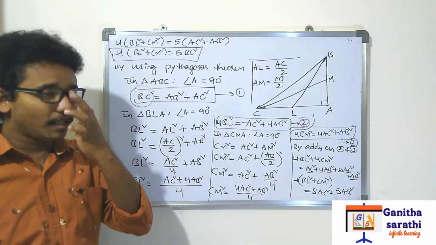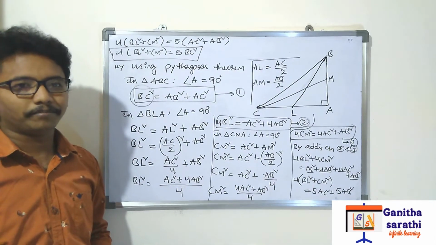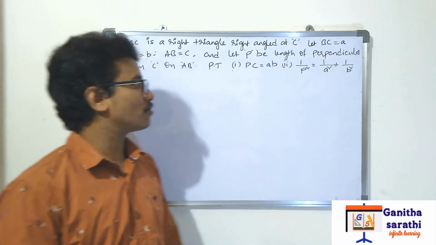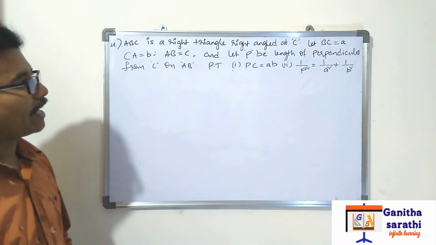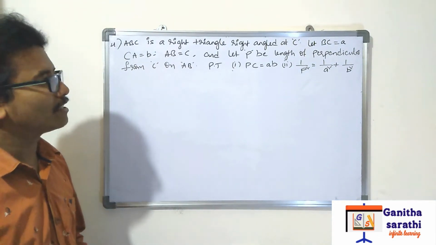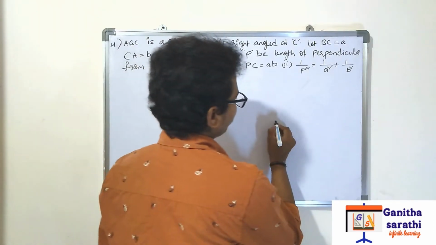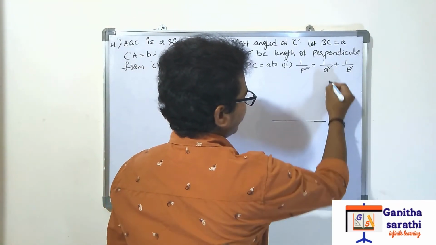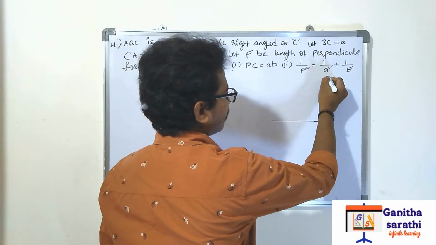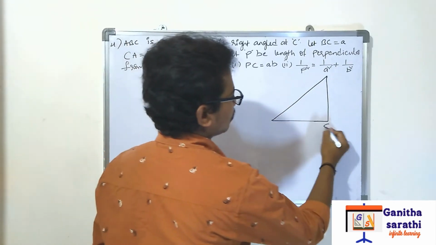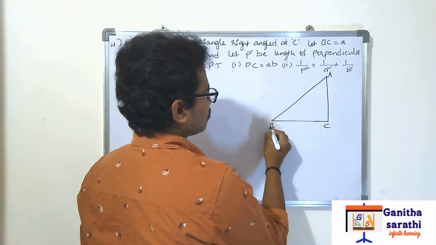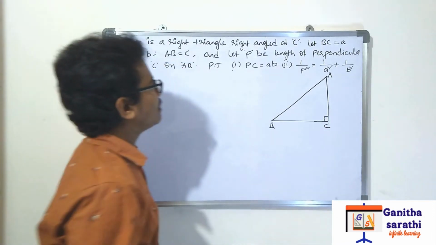Now let us move on to the next problem. See the problem which is on the board. ABC is a right angle triangle which is right angled at C. So let's draw the diagram. ABC is a right angle triangle, and the right angle is at C, so we can write A and B. Now what is it saying?